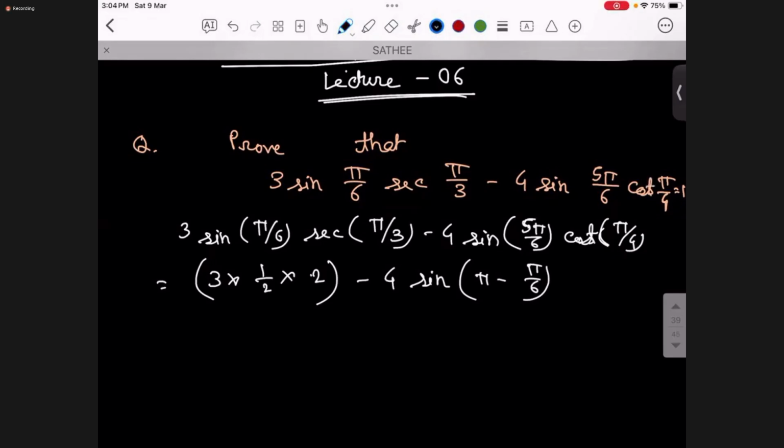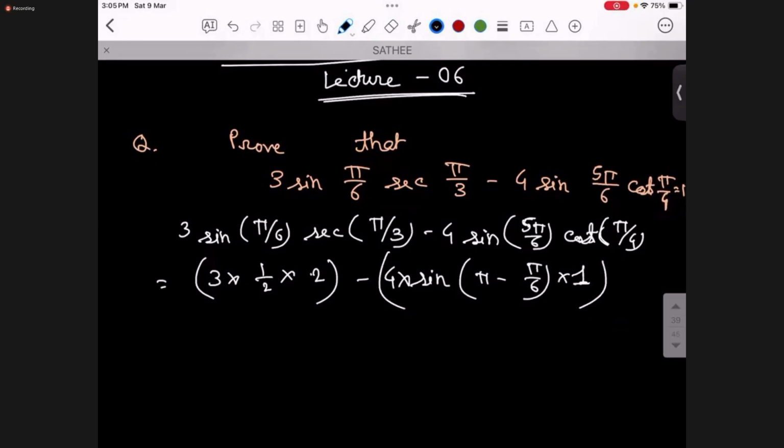So what about cot(π/4)? Cot(π/4) is nothing but 1 by tan(π/4). And what is tan(π/4)? That is equal to 1. So ultimately this will give us 1. Now this will give us 3, and here 4 will be there.